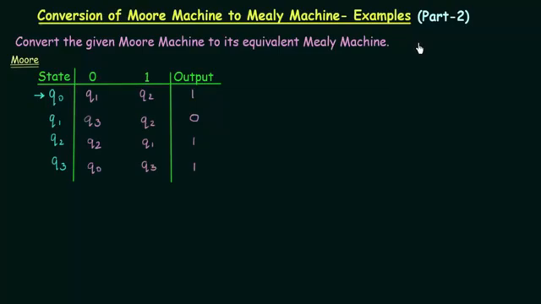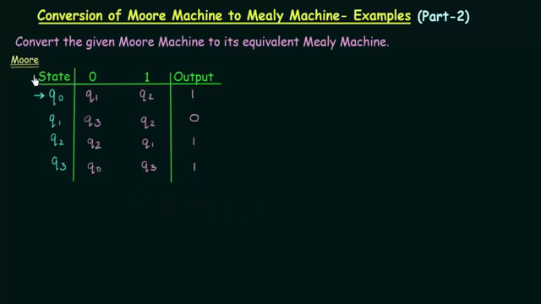In this lecture, we will be seeing another example of conversion of Moore machine to Mealy machine. So here is our question. Convert the given Moore machine to its equivalent Mealy machine. Here the transition table for the Moore machine is given, and our task will be to draw the transition table for the Mealy machine using this transition table, and from the transition table of the Mealy machine that we obtain, we will draw the transition diagram for the Mealy machine.